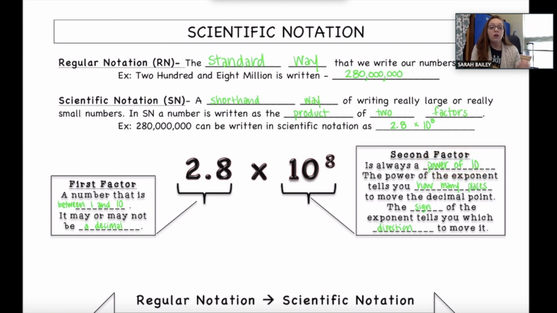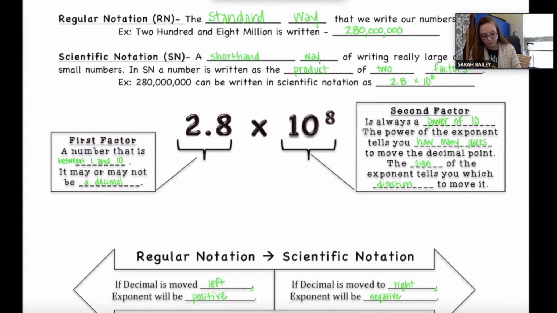The power of the exponent tells you how many places to move your decimal point. So in this case, the power of 10 is an 8, so we would move 8 times. Now, the sign of the exponent tells you which direction to move that decimal point, whether it's a positive exponent or a negative exponent. That would determine which way we move our decimal.